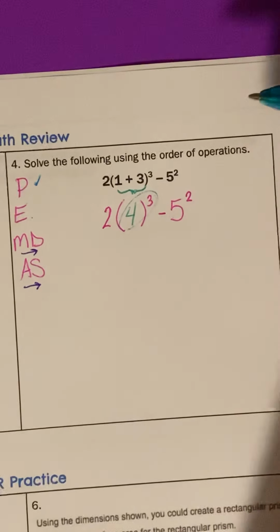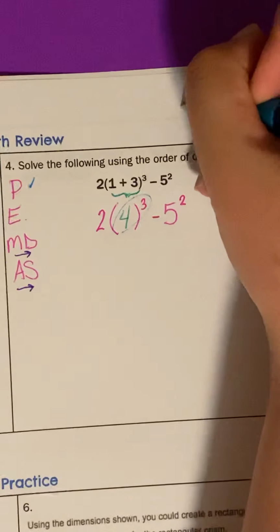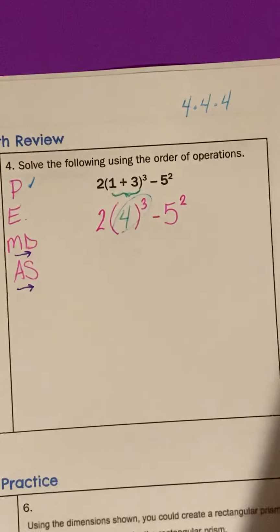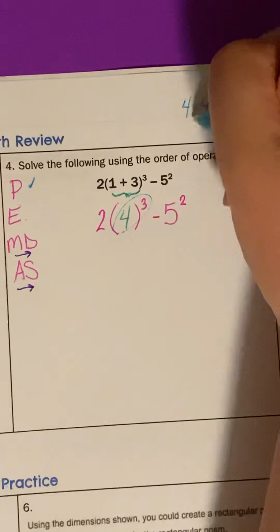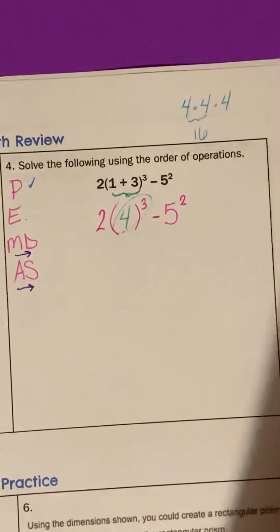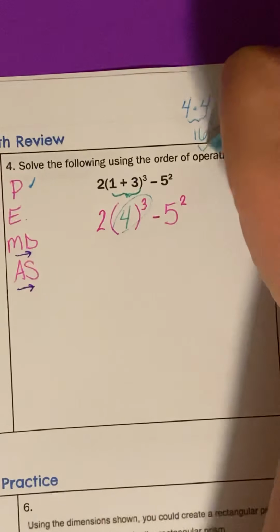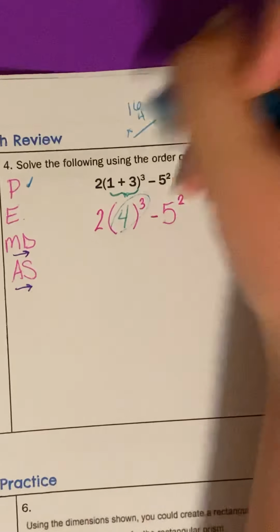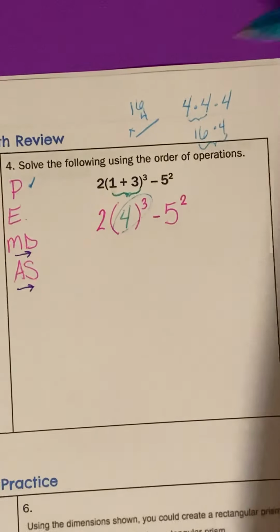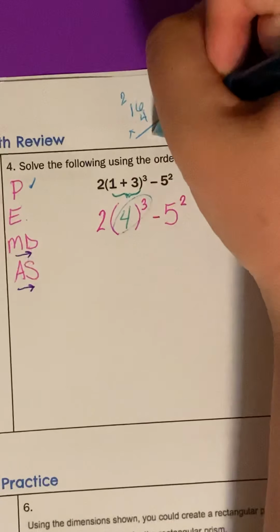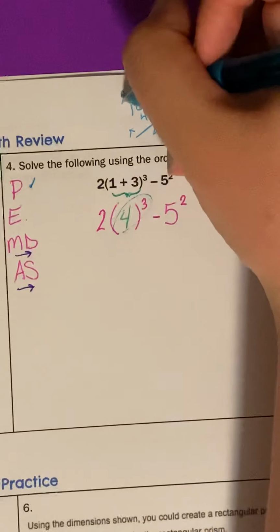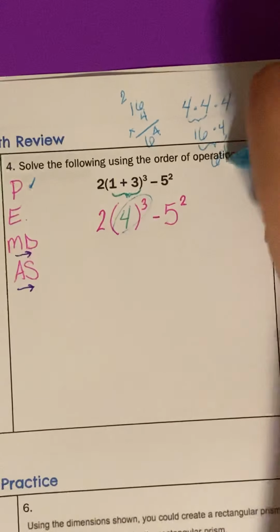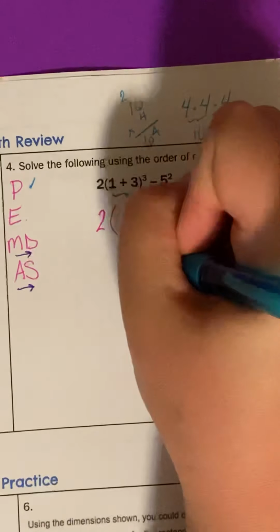So I'm going to write it on the top up here. 4 to the third power means 4 times 4 times 4. Well, if we have 4 times 4, that's 16. Bring down your times 4. 16 times 4, let's do it. 4 times 6 is going to be 24. 4 times 1 is 4, plus 2 is 6. So 64 will be this answer here.